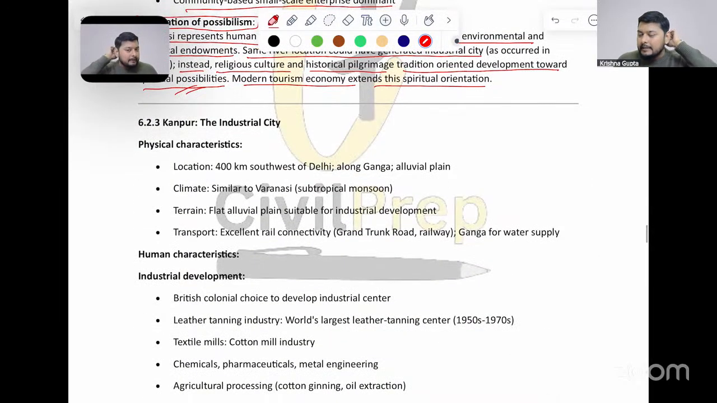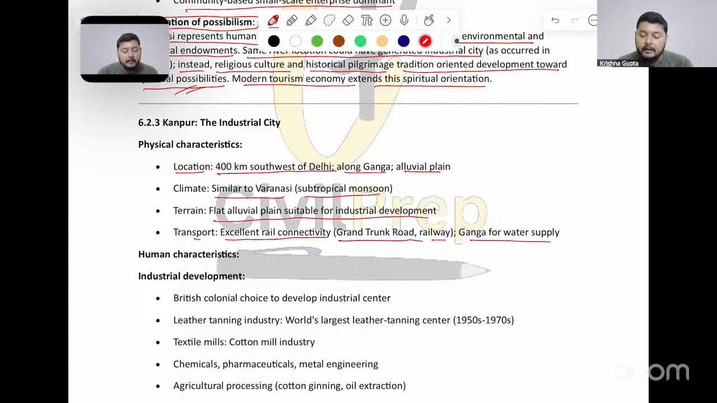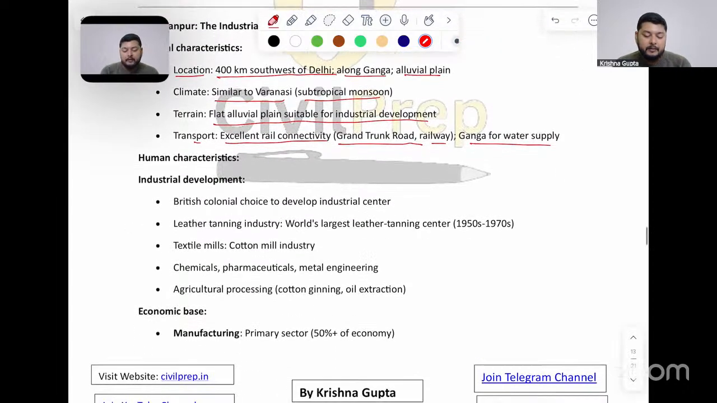Now, there is a contrasting city, which is Kanpur, located just a few kilometers from Varanasi. It is located 400 kilometers southwest of Delhi along the Ganga, also having an alluvial plain. Similar to Varanasi, it has a subtropical monsoon terrain, a flat alluvial plain suitable for industrial development. Transport: excellent railway connectivity, Grand Trunk Road, railway, and Ganga water supply is also available here.